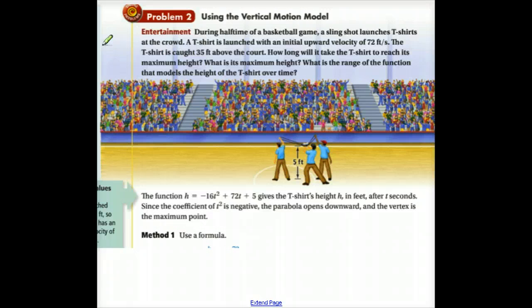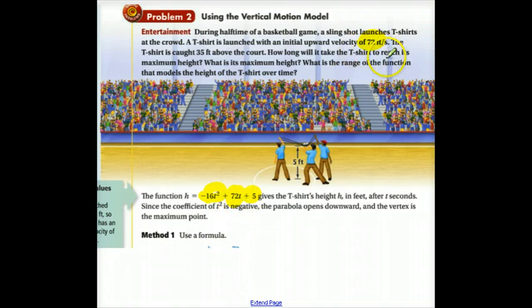So here we have a basketball game, and during a halftime show, they're going to slingshot a t-shirt into the crowd. So the t-shirt is already starting 5 feet above the ground. That's where they get this plus 5. The negative 16 t squared is part of this formula, and the 72 is the initial velocity when it's pulled back and then let go. This negative 16 is just part of this formula.